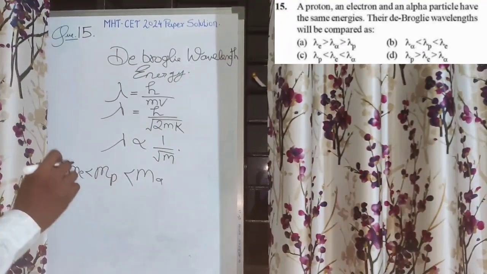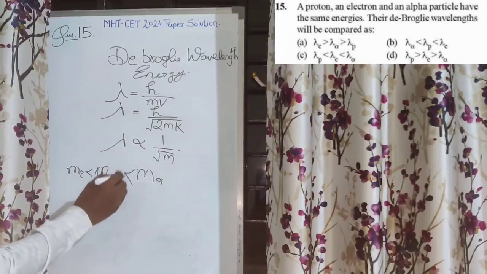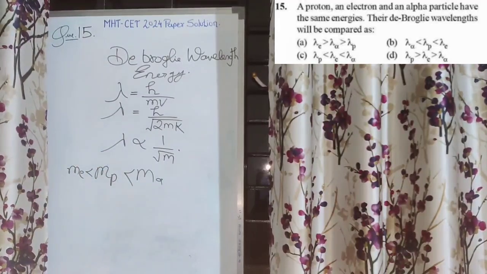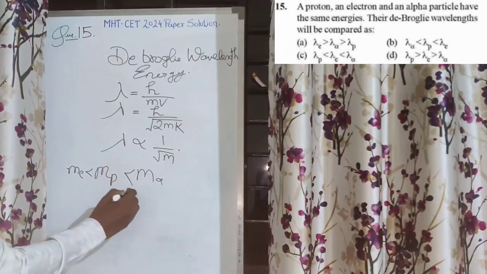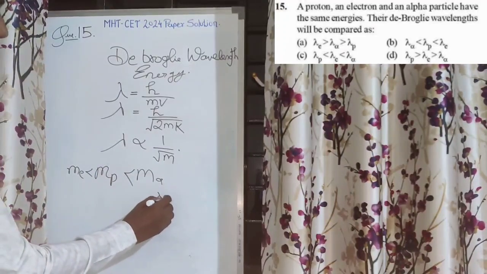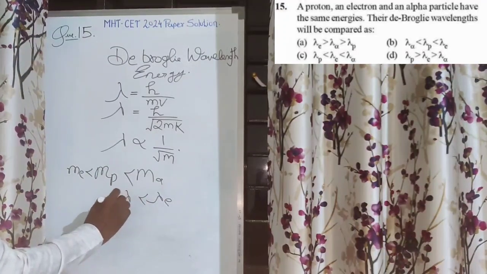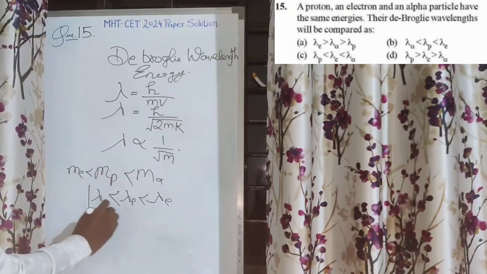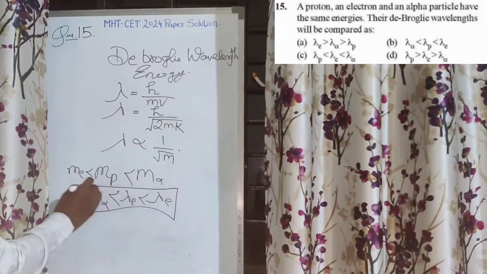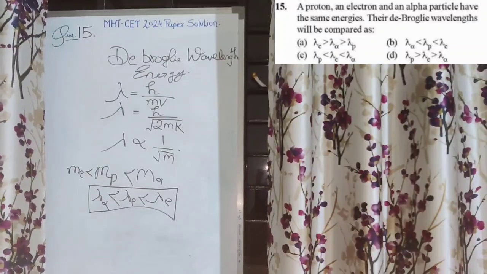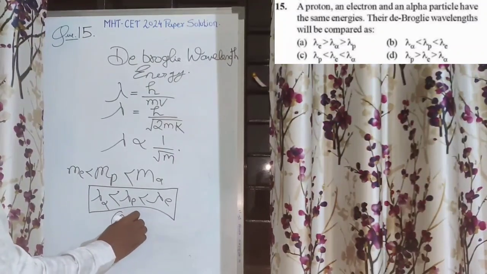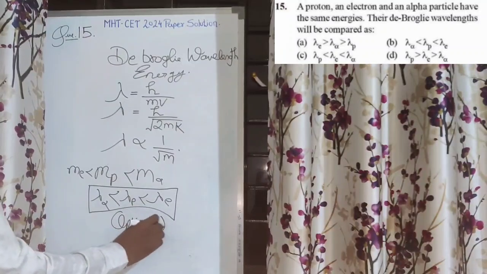According to this we can get the order of the de Broglie's wavelength in the reverse, nothing other than that. So what will be the order? Lambda of electron is more than lambda of proton is more than lambda of alpha particles. So according to this, option number B is our correct answer.